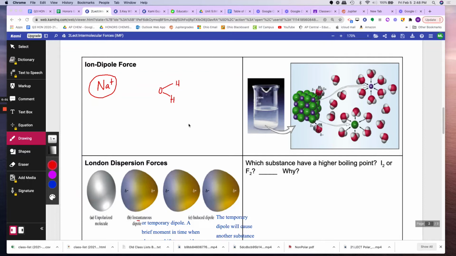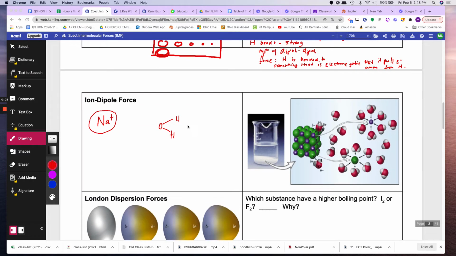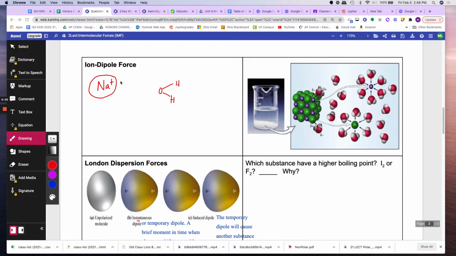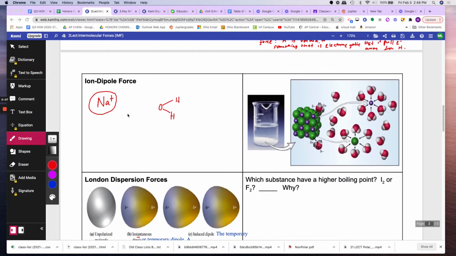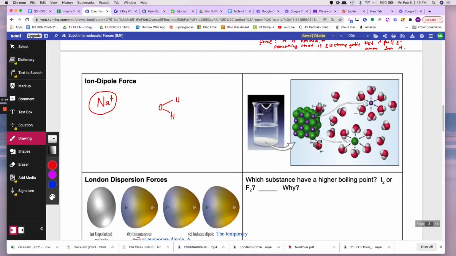In this lesson, we will continue our discussion of intermolecular forces. We will be talking about ion dipole force and London dispersion force. An ion dipole force happens when you have a salt compound. This is, for example, sodium chloride, Na plus Cl minus. And since water is polar, it will pull the ions apart, causing it to dissolve.